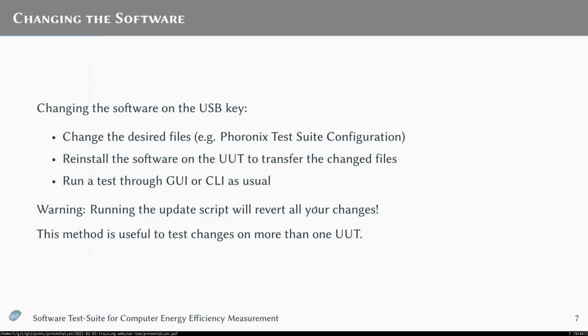Okay, so now that we know how the software is laid out, at least roughly, we can take a look at what is necessary to be done for changing the software. There are basically two methods. You can either change the software on the USB key, or you can change it after installation on the unit under test. Both methods have their advantages and disadvantages, and I will go into those right now.